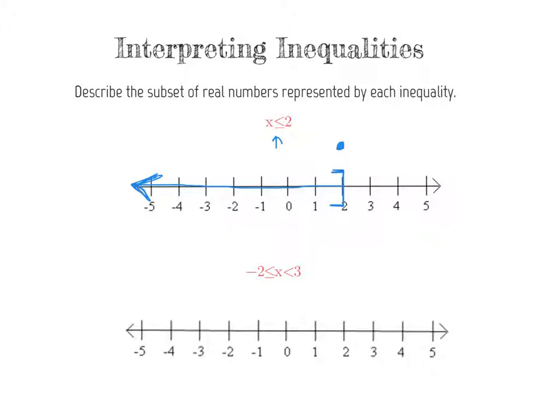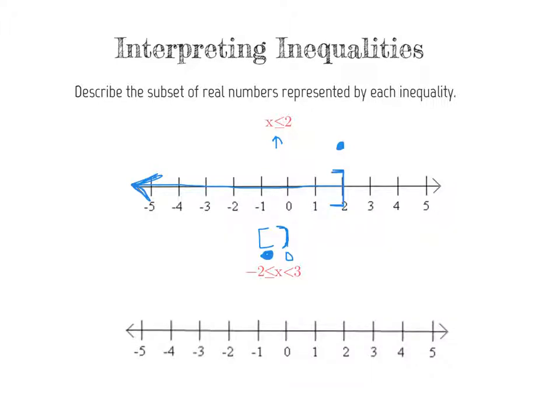Next we have -2 is less than or equal to x is less than 3. Here we have the less than or equal to. Remember, that would be a closed circle, so it's going to translate to a bracket. The less than 3 would be an open circle. It's going to translate to a parenthesis.